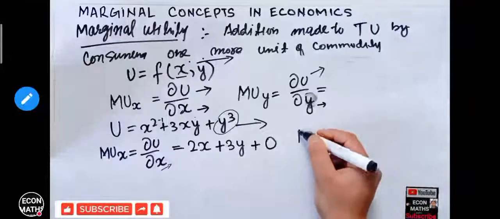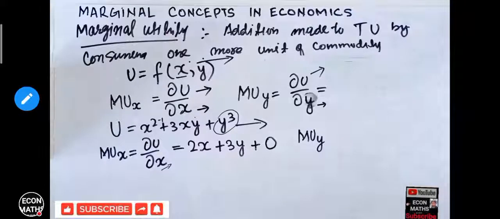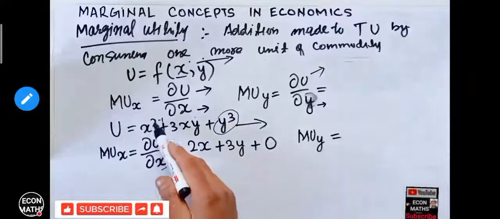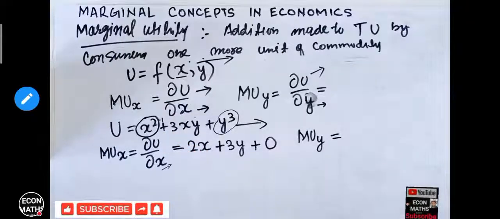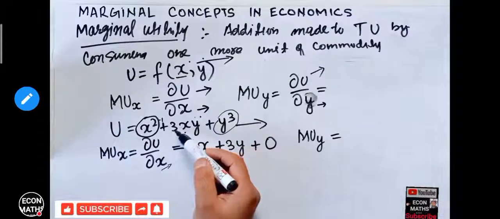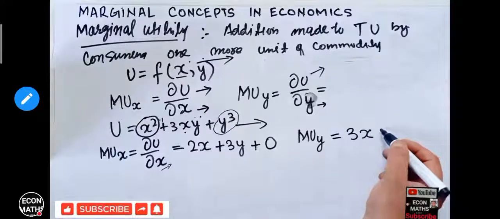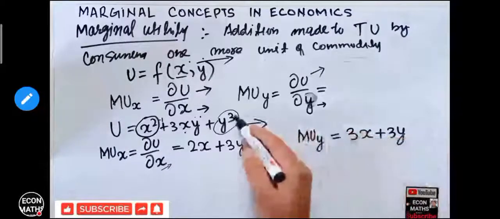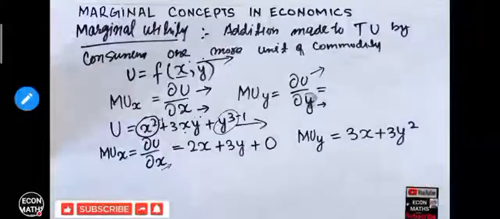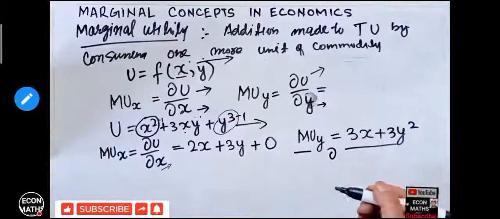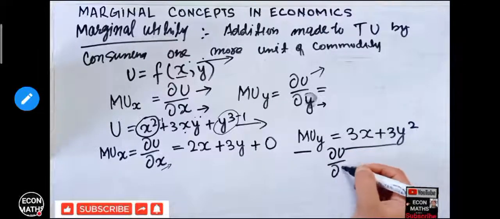Similarly, the marginal utility of y. We differentiate this function with respect to y now. Here no y is involved in the first term, so the derivative is 0. In the second term, if x is constant, the derivative of y is 1, so this becomes 3x. Plus the derivative of y cubed: the 3 becomes the coefficient, so 3y to the power 3 minus 1. This is how we find the derivative. So we are using partial derivatives when we are given more than one variable. So this is du divided by dy.